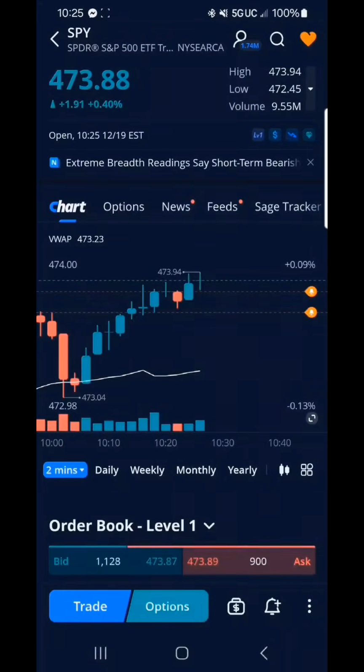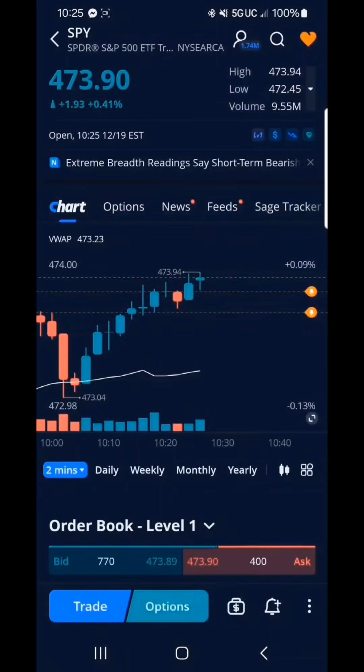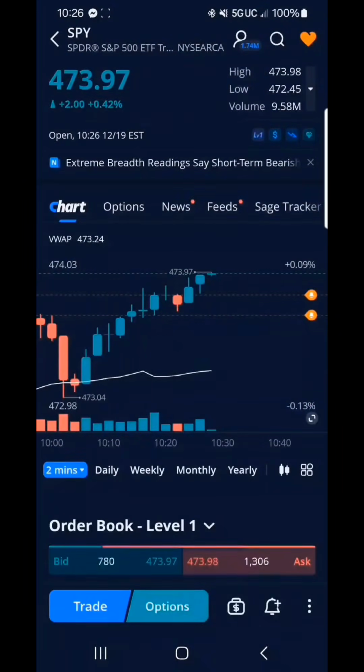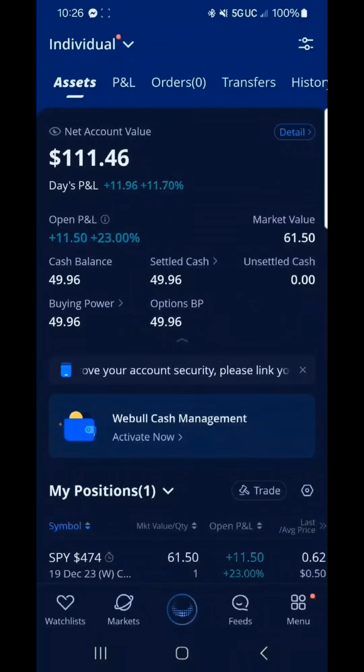This would have been a lot better of a move if I was in the money contract. But remember, I didn't have enough. It was 108 and I only had 100 exactly, so I couldn't get an in the money contract. I had to get a slightly out of the money contract, so that's why this contract kind of sucks a little bit movement wise. There we go, we broke 20%, so I'm happy with that.